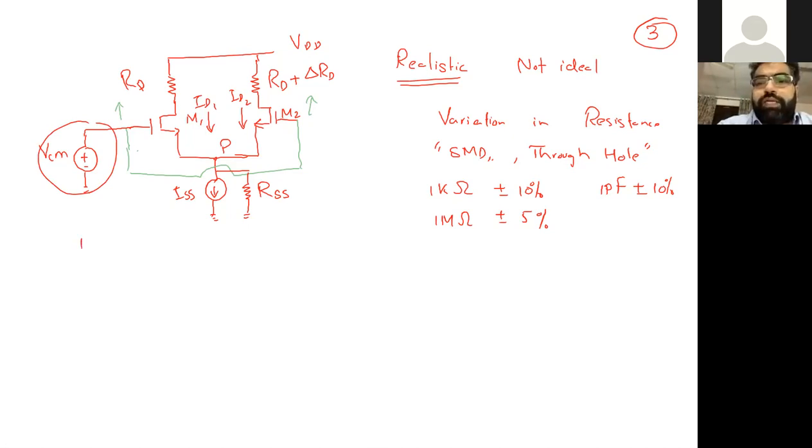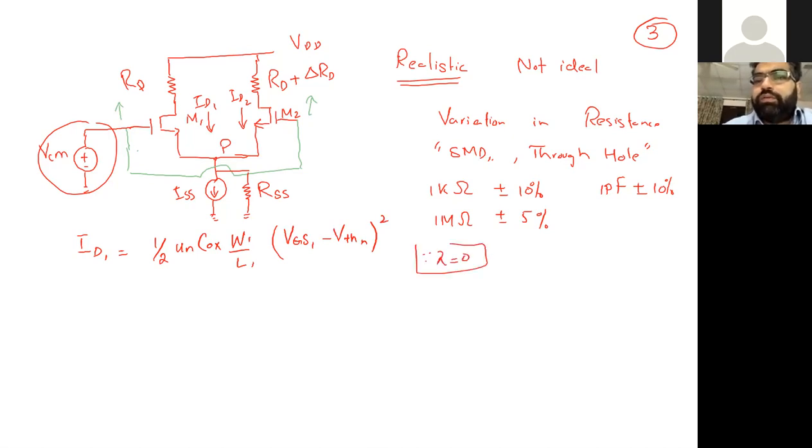So if we want to write the relation of ID1, ignoring again the channel length modulation, we can write half mu1 Cox, W1 by L1, times (VGS1 minus V threshold n) whole square. I'm ignoring the channel length modulation, or we can say lambda is equal to 0. Again, assuming lambda is equal to 0.